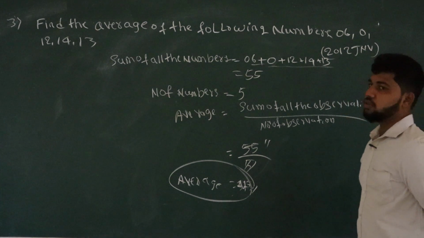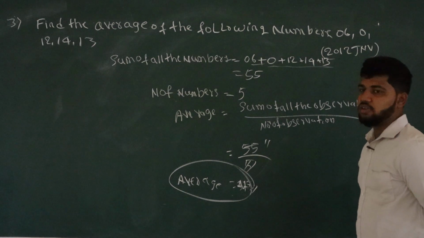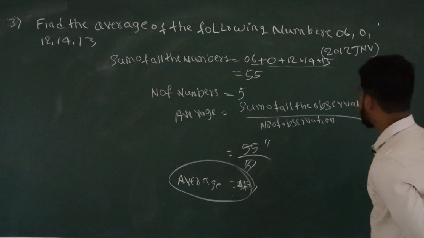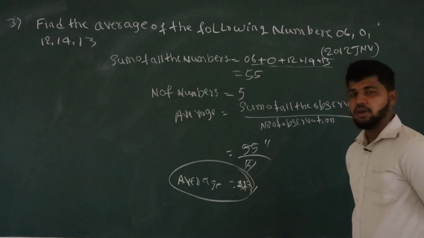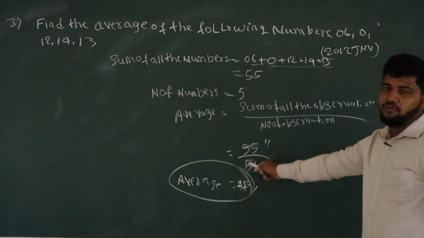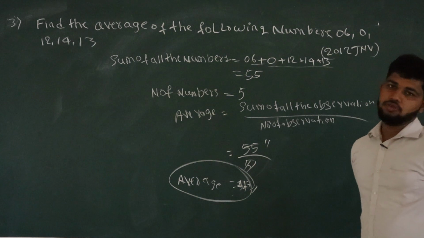Now the number of numbers, or number of observations, is 5. Now average is equal to the sum of all the observations divided by the number of observations. Now what is the sum you got here? 45 is the sum, divided by 5. You will get the value 9. Average is equal to 9.